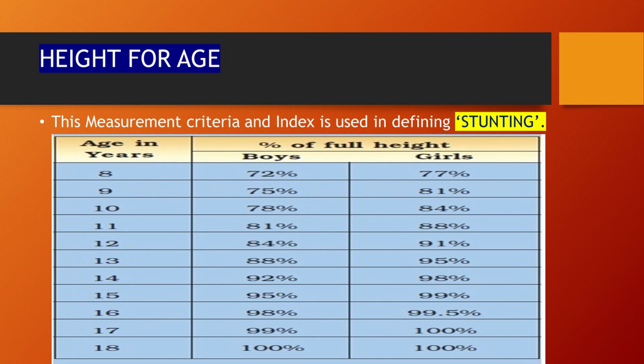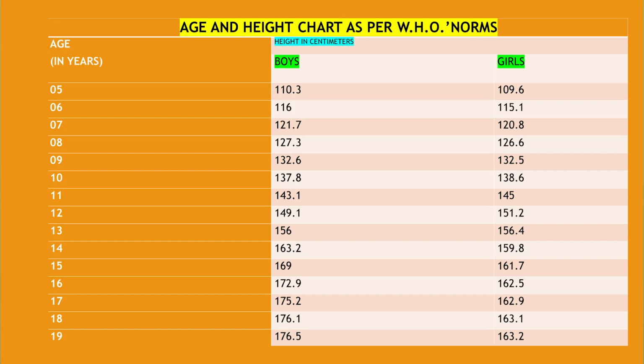So, height for age. If you compare this chart for height for age, you can see what is the average height in a boy as compared to the age, and what is the average height in a girl as compared to the age. I will just consider one example of a height at about 9 years of age. You can see the average height which should be there at 9 years of age for a boy. You find that it is around 132.6 centimeters.